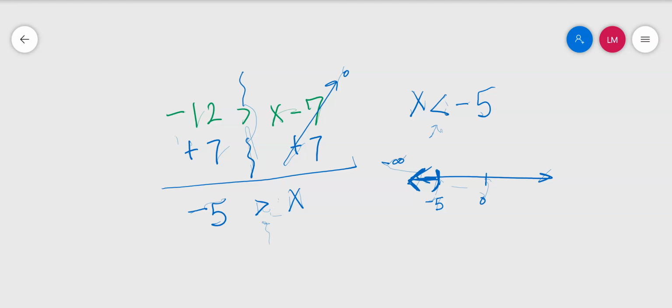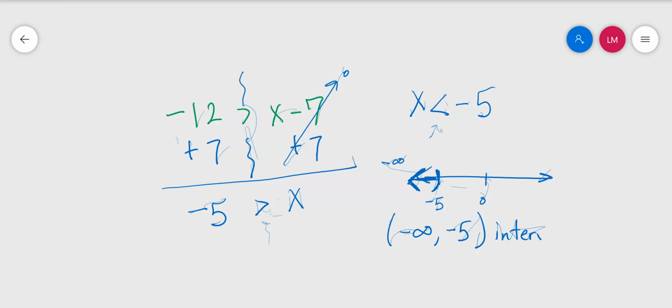That's it. You put your number line, put your number, put your parenthesis, face it the correct direction, and then shade. Now if we do interval notation, we're just going to transfer this information down. So we have parenthesis, negative infinity, comma, negative 5, parenthesis. So this is interval notation.